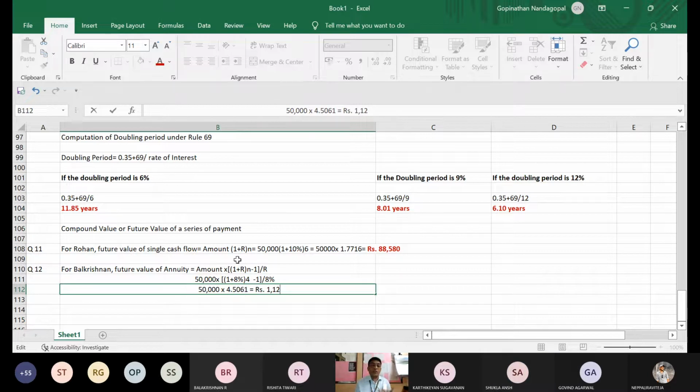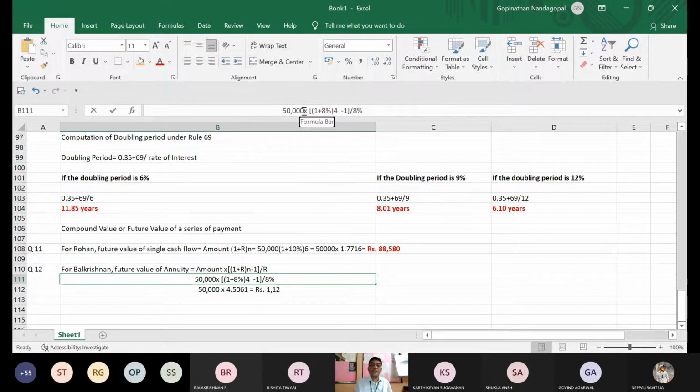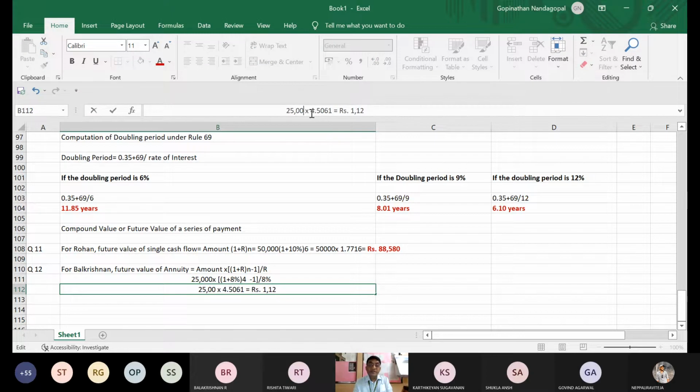Sorry, I also made a mistake. See the problem. The amount is only 25,000. Can you see? Yes, sir, it's only 25,000. Then 1,12,652. Yes, 1,12,000. Am I right? It's correct.